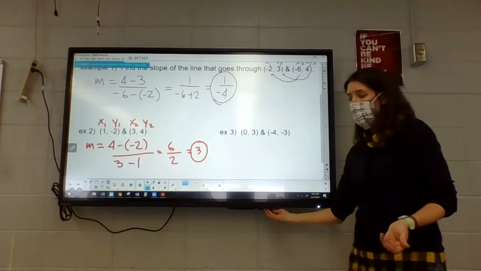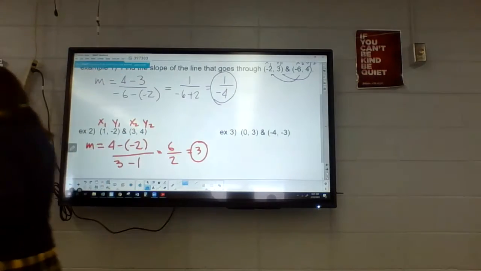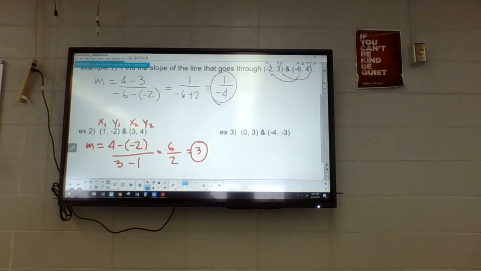Why don't you try example 3, and then I'll help you with it in a minute. See if you can try example 3 there. I can basically simplify, and then just be careful of the 2 negatives when they become a positive one.